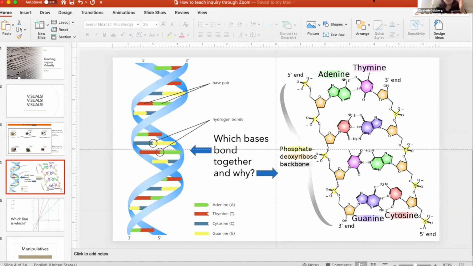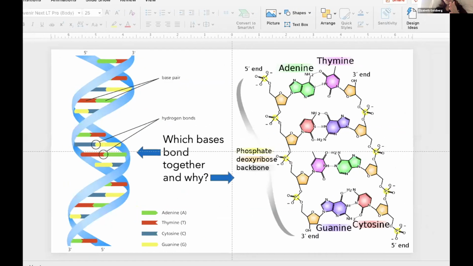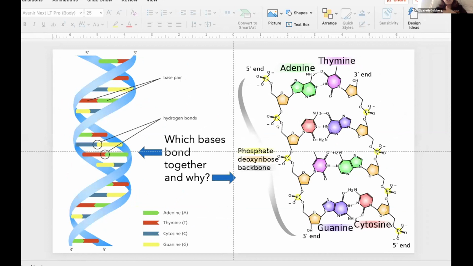So I wanted to show an example of why here I might need 2 images and why you might need 2 images as well, or 3 or 4. The question I'm asking here, which is a science lesson, this one on DNA, is which bases bond together and why? I want everyone to look at just the first picture. I wouldn't even show this second picture yet. Just imagine it's not here, ignore it. Just look at this picture right here.